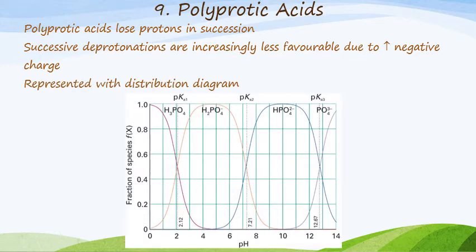We have an example here of phosphoric acid, where you see the first proton is lost around about pH of 2, the second proton around pH of 7, and the third proton around about pH 13. And these protons become more and more difficult to lose because the corresponding anions that are formed as a result of a loss of a proton become more and more negative.